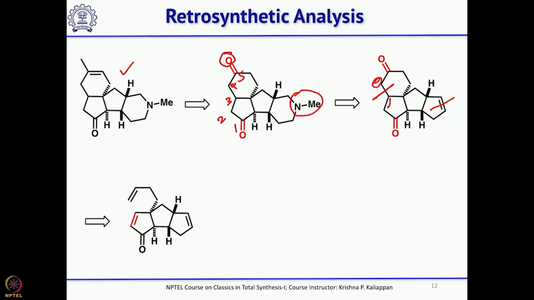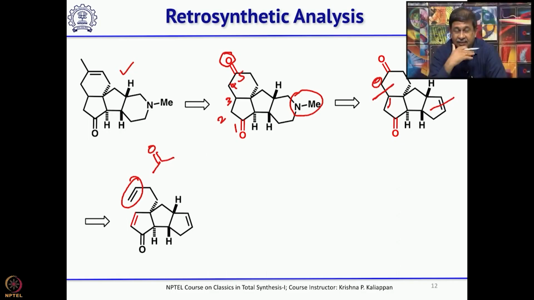And this compound can be obtained from here if you convert this into a methyl ketone. Okay, normally this is done using the Wacker process. So the terminal double bond can be selectively oxidized under Wacker process to get the corresponding methyl ketone, and that methyl ketone can undergo intramolecular Michael addition reaction.